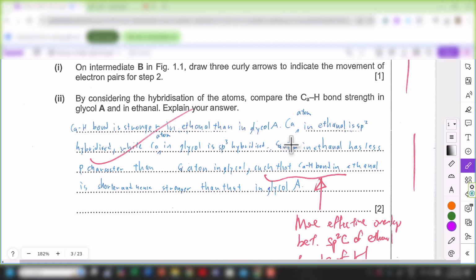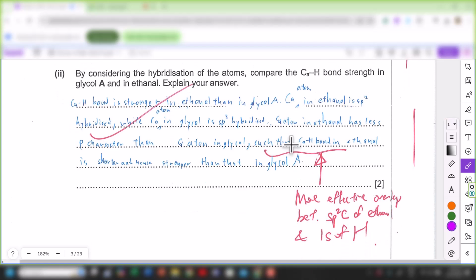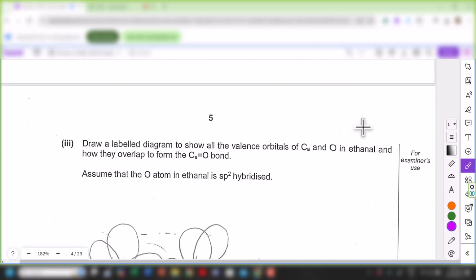Yeah, but when you highlight the percentage of s character, it will be better if you can highlight the effectiveness of the overlap between the sp2 carbon and H. The reason is that the greater the percentage of s character, then on average, the bonding electron pair will spend its time closer to the nucleus of carbon. So you either highlight this or you say that the overlap is more effective. It's up to you how you want to craft your answers. Okay, any questions?